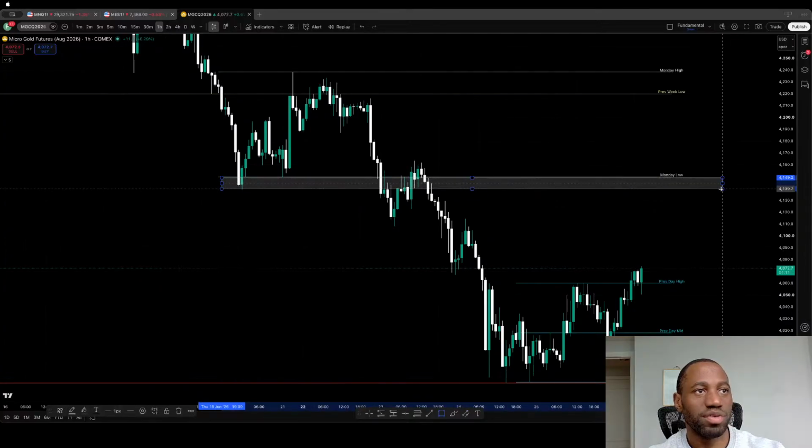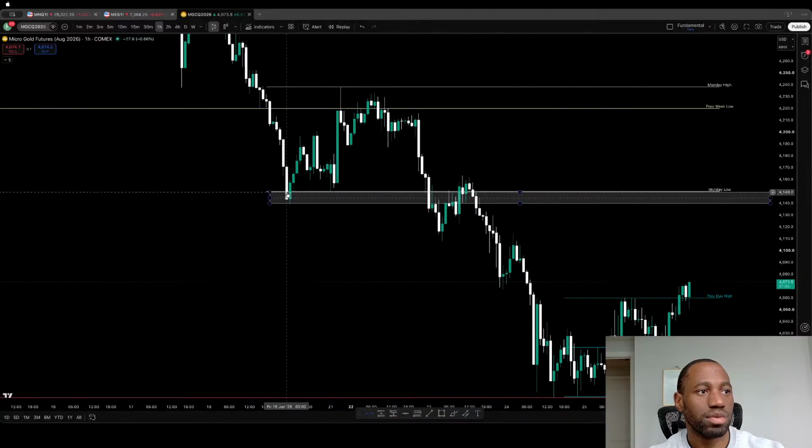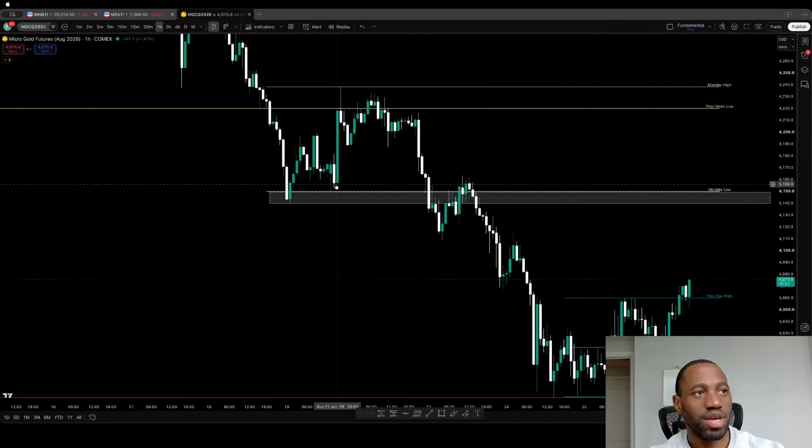Why this Monday low is an area of interest, we could see it was a support level. See that? On June the 19th. So last week, Friday, this was a support level. Market came down here, and then look what happened. We moved up, came back into it again, and then pushed back up, right?